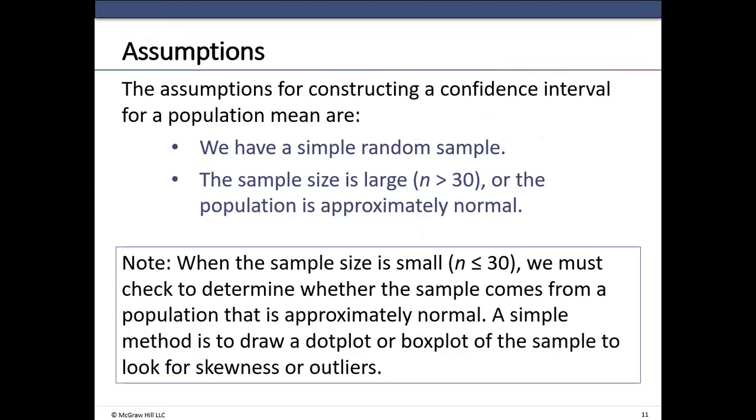The assumptions for constructing a confidence interval for a population mean are: we have a simple random sample, and the sample size is large, greater than 30, or the population is approximately normal. When the sample size is small, less than or equal to 30, we must check to determine whether the sample comes from a population that is approximately normal. A simple method is to draw a plot or a box plot. With the TI-84, you can easily do a box plot. If there are no outliers, then we can assume the sample came from a normal distribution.